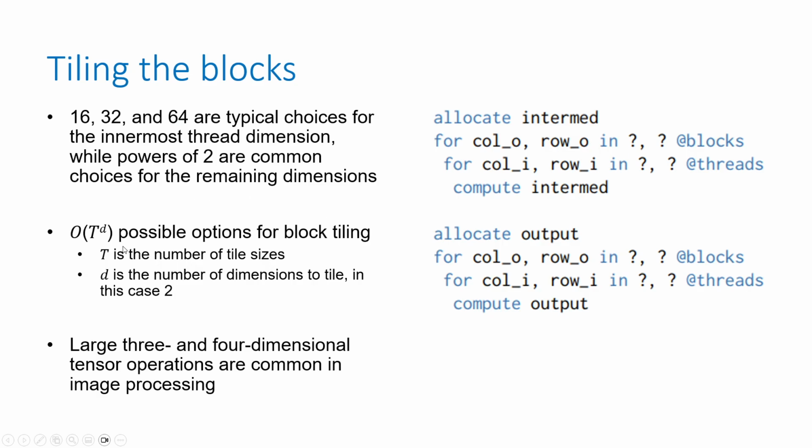And for the outer dimensions, the number of possible options is on the order of t to the d, where t is the number of tile sizes and d is the number of dimensions. But another way you can compute this is basically the product of all the possibilities for all dimensions. It should be the same. It should be a large number. And they mentioned that in image processing, having 3 to 4 dimensional tensor operators is common, and also the pipelines could be quite large.